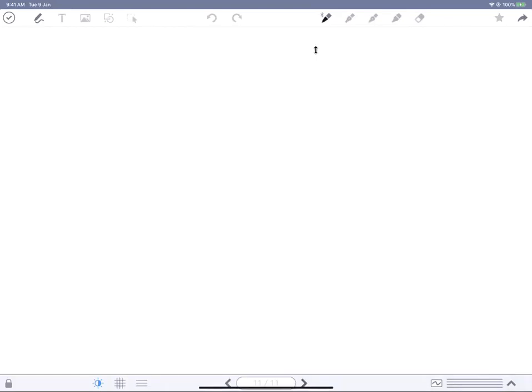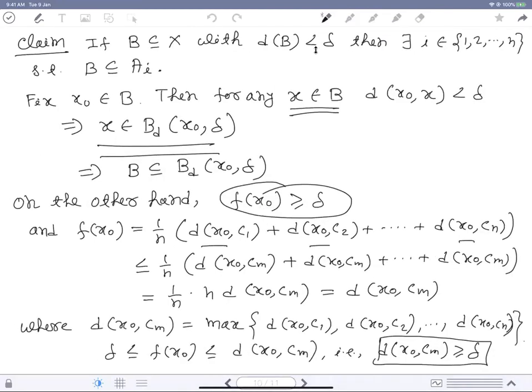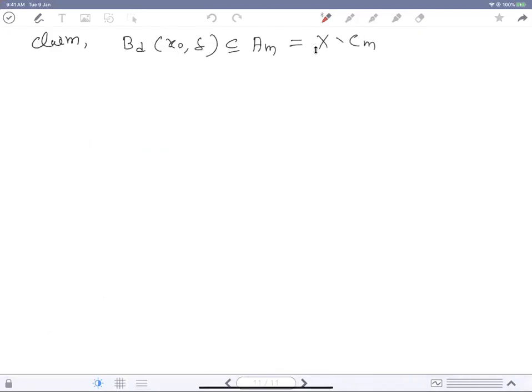Okay, now we claim, the final claim, this ball is a subset of A_m. What is A_m? That is X minus cm. See, note why this is my final claim, because we have already seen that B is a subset of this ball. Now if we can show that this ball is a subset of A_m, that means B will be a subset of A_m, and that was the claim, right? That was the required condition. Fine. So we will prove this one only.